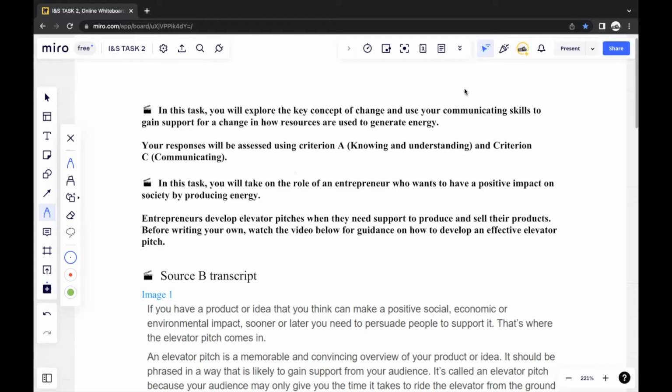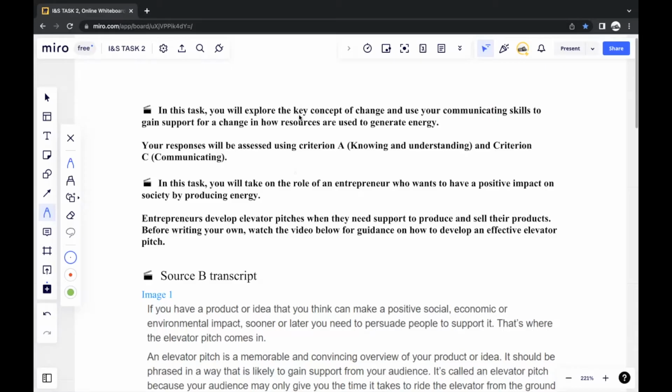In this task, you will explore the key concept of change and use your communicating skills to gain support for a change in how resources are used to generate energy. Your responses will be assessed using criterion A, knowing and understanding, and criterion C, communicating. In this task, you will take on the role of an entrepreneur who wants to have a positive impact on society by producing energy. Entrepreneurs develop elevator pitches when they need support to produce and sell their products. Before writing your own, watch the video below for guidance on how to develop an effective elevator pitch.